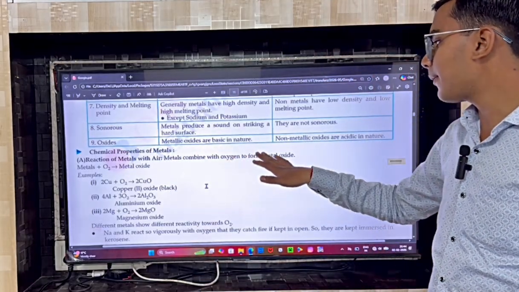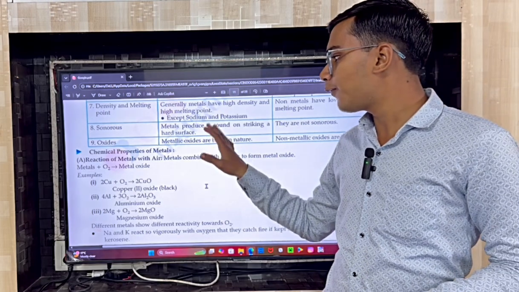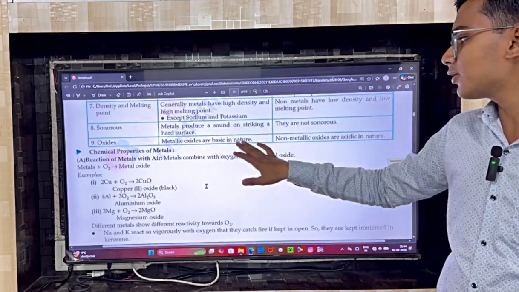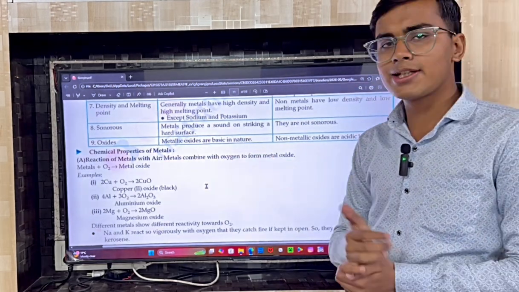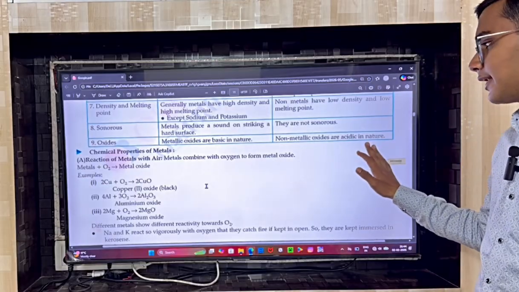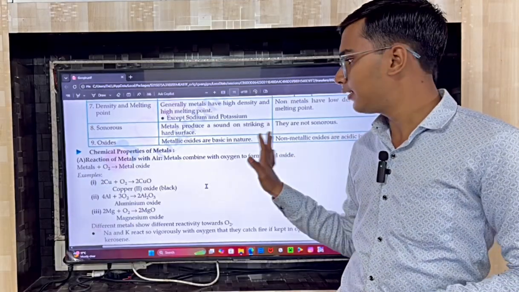Oxides: metallic oxides are basic in nature. What is the nature of non-metal oxides? Metallic oxides are basic in nature, whereas non-metal oxides are acidic in nature. It means their pH value is less.